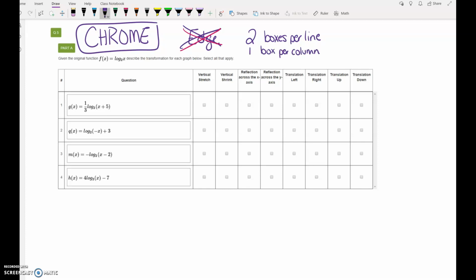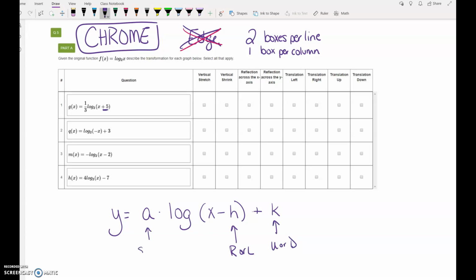Okay. All right, so the first thing I see in this one is the +5, and it's inside the parentheses, so I know that that is horizontal. So really quick, I'm just going to write out y equals a times log of x minus h plus k. This is right or left. This is up or down. This is a stretch or shrink.